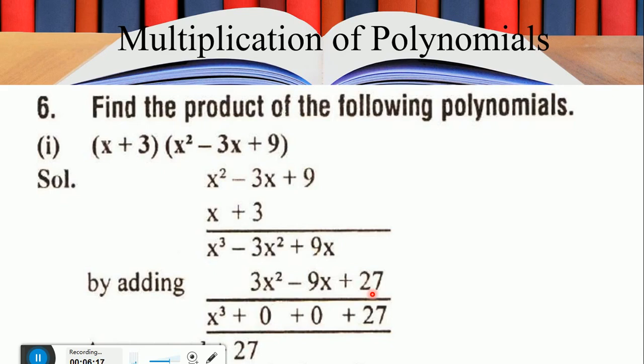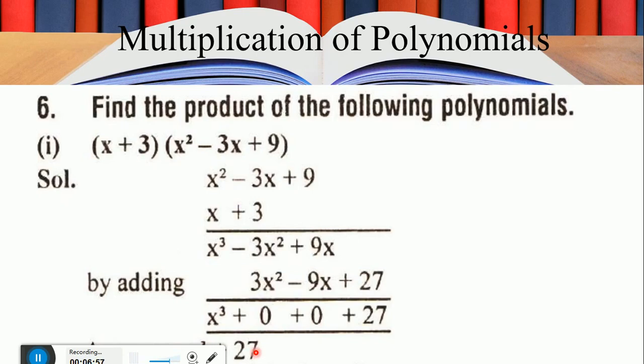Okay, now we will add these two polynomials. x cube as it is. There is a plus sign and there is a minus sign. Plus 3 minus 3 cancel with each other. It becomes 0. Plus 9x minus 9x is also equal to 0, and plus 27. So the answer of the product of these two polynomials is x cube plus 27.